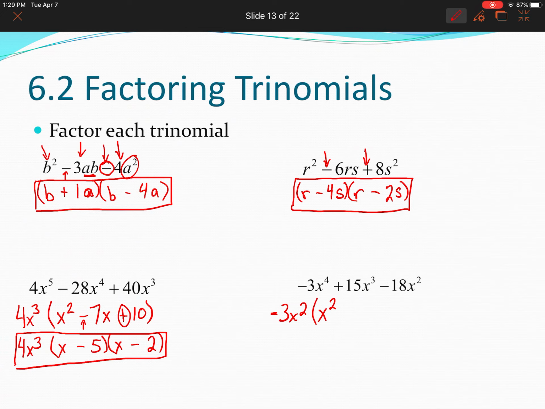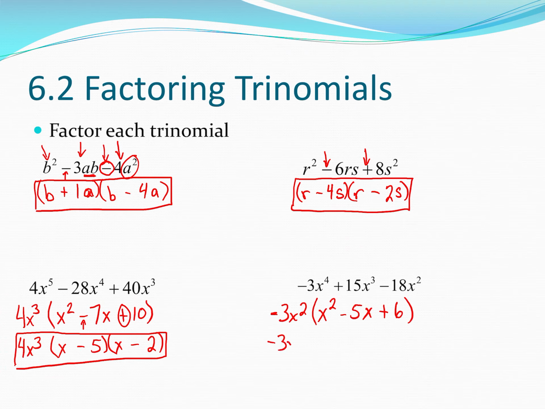And all that's going to happen is the original signs are going to change. So now 15 divided by negative 3 is going to be negative 5x. And negative 18 divided by negative 3 is a positive 6. And again, just subtracting exponents on the x's. And so this negative 3x squared is part of the answer. But we also have this trinomial that can be factored again using reverse FOIL.